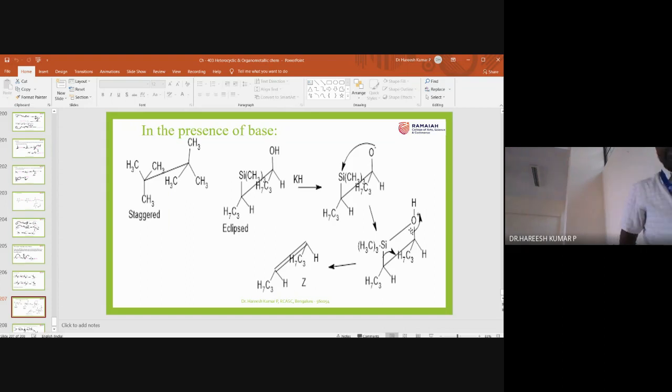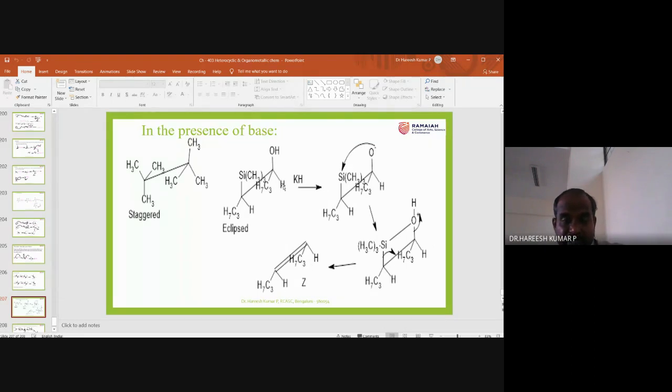Okay, what will happen? Right, anion formation like this. This anion forms a bond with silicon. So it will form a compound like this. At this time, this bond pair coming over here, this bond pair goes over here and forms an alkene. Because of that, the alkene formed here is cis. And this is the mechanism.